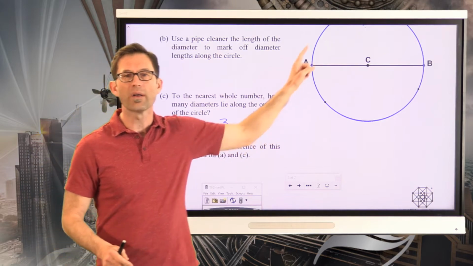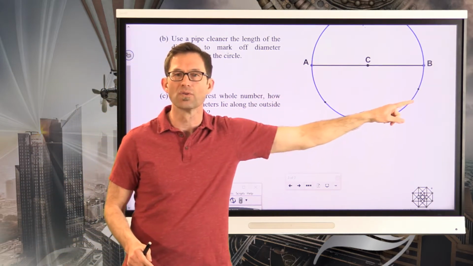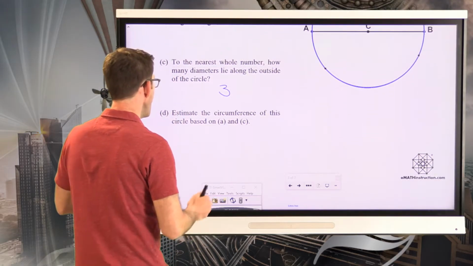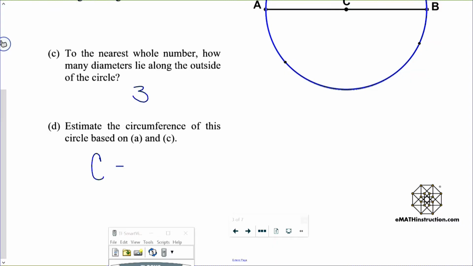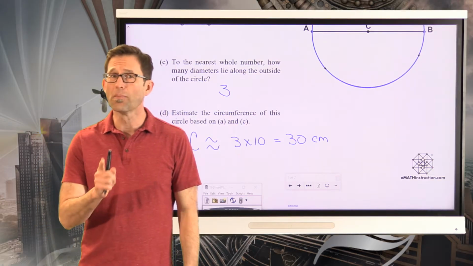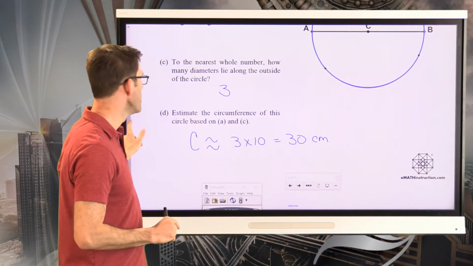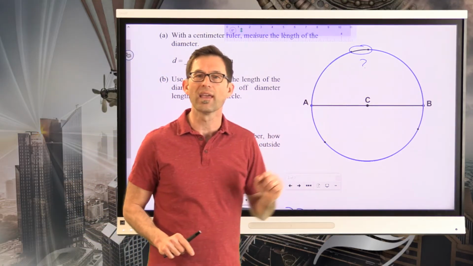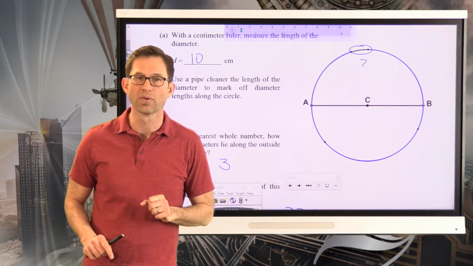I know that each one of these things is 10 centimeters long. So I can say that the circumference, which I use as capital C, I'm going to use what's called the approximation symbol. These 2 wavy lines is going to be 3 times 10 or 30 centimeters. Now, it's definitely a little bit longer than 30 centimeters, right? Because there's this little extra bit that I can't quite get in there with those 3 diameters, all right?